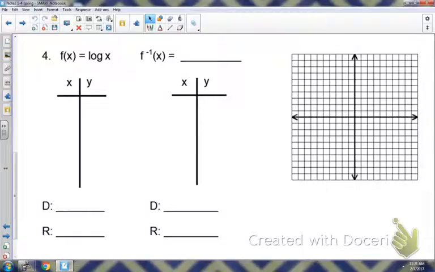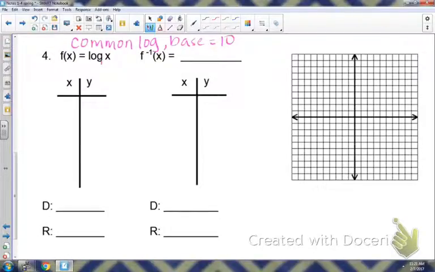Okay, so this is still notes 1-4, but number 4 is different than what we had on the last recording. So on number 4, we have log of x. Notice there's not a base, it's missing. Anytime you have a log that's missing a base, that is called a common log, and the base equals 10. So even though it's not written there, you have to know that that base is 10.